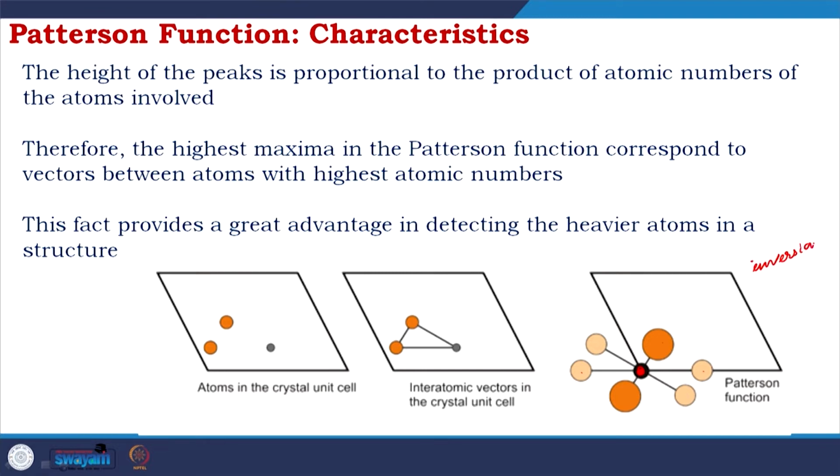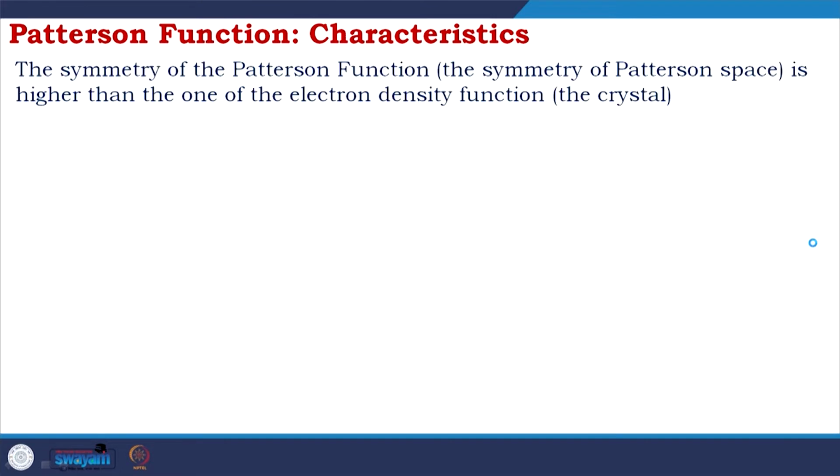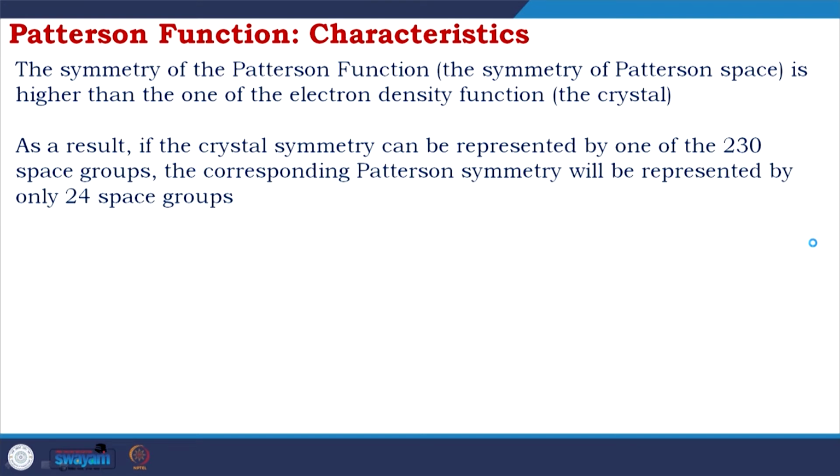We get an inversion center, or center of inversion, I, and it would be very important when we are now talking about the symmetry. The symmetry of the Patterson function, or the symmetry of the Patterson space, is higher than that of the electron density function, the crystal. As a result, if the crystal symmetry can be represented by one of the 230 space groups, which you already know, the corresponding Patterson symmetry will be represented by only 24 space groups.